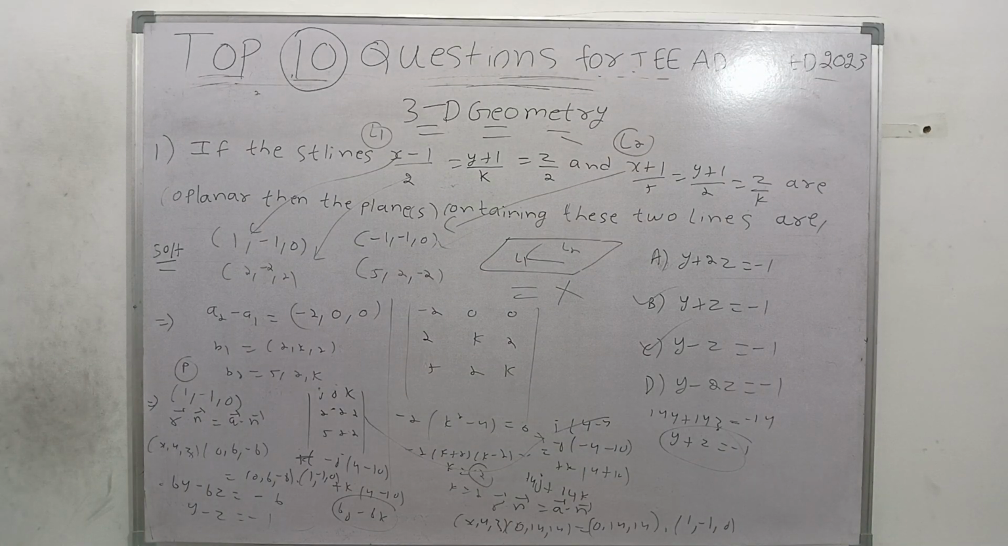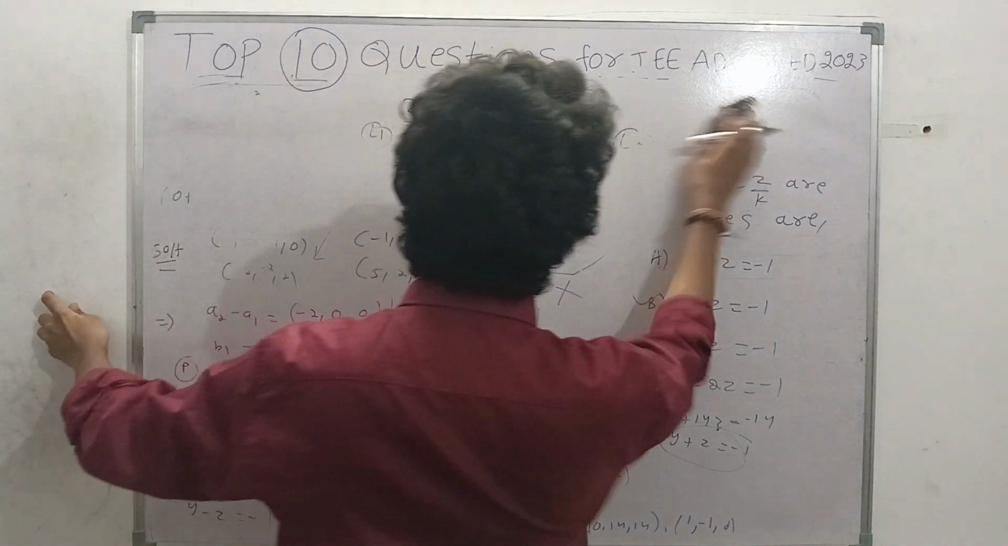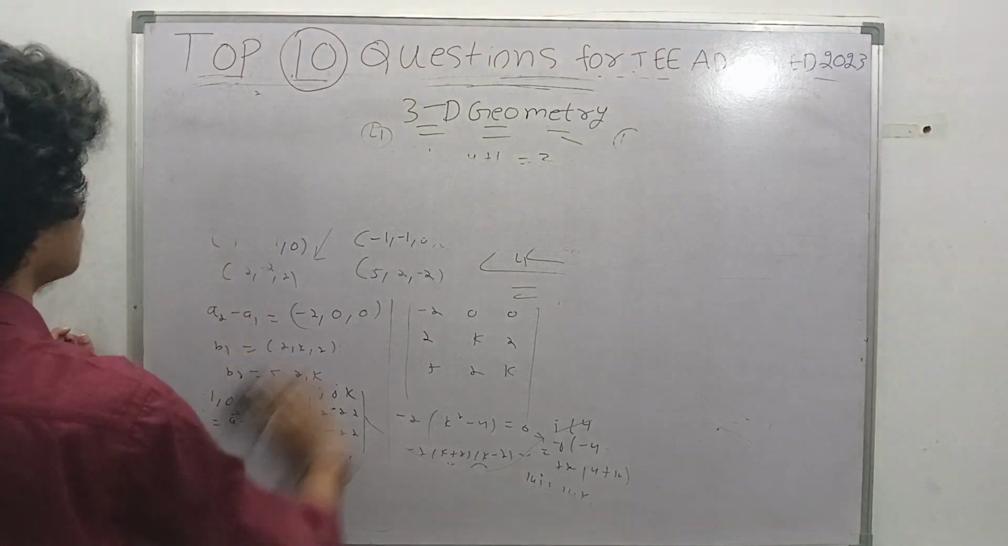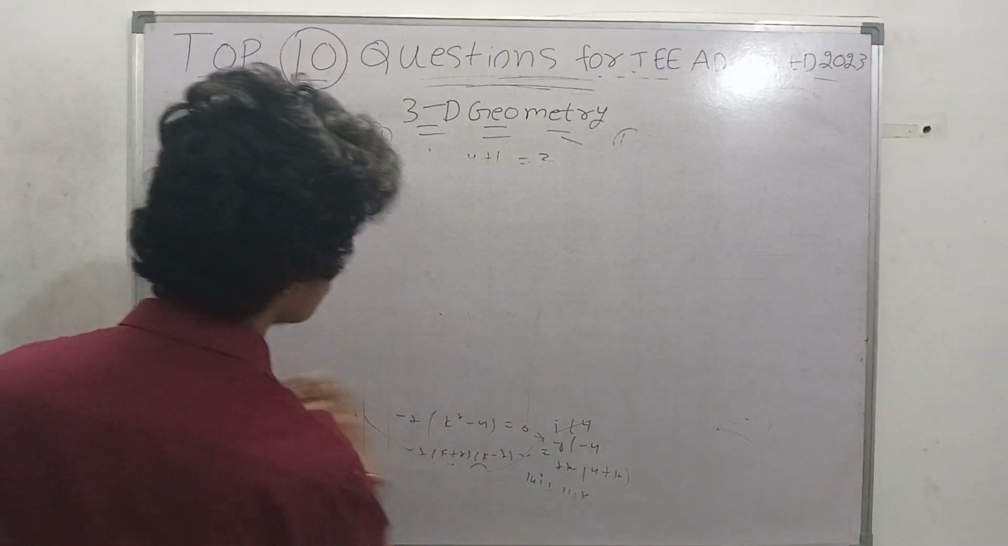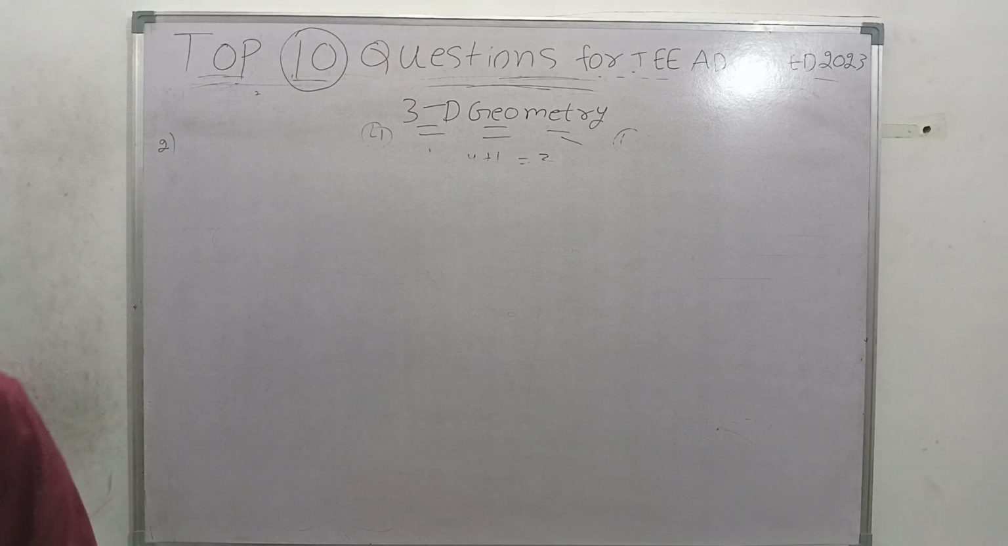Wait, I will check the answer. y plus z equal to minus 1. y minus z equal to minus 1. Yes, these two things are correct. So this is the first question completed. This is the first question. Now second question.